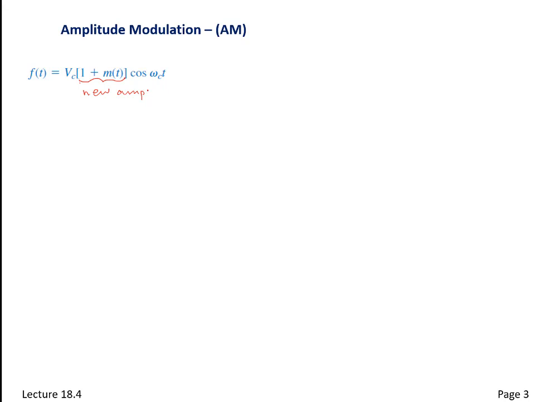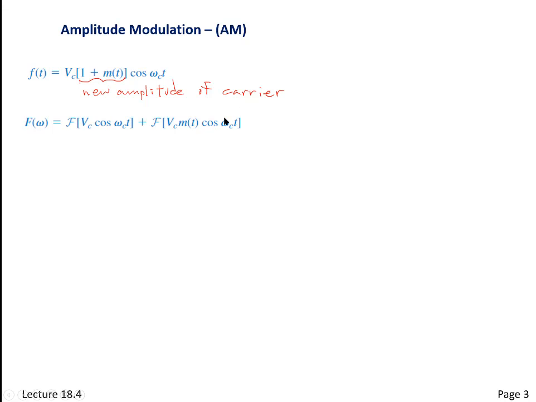The new amplitude of the carrier, right? Prior to that, m of t wasn't there. So we just added m of t on, right? They were not multiplied, they were added.